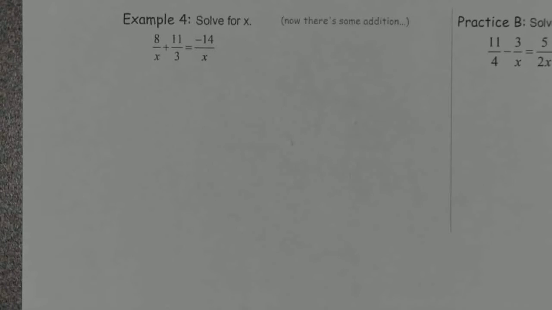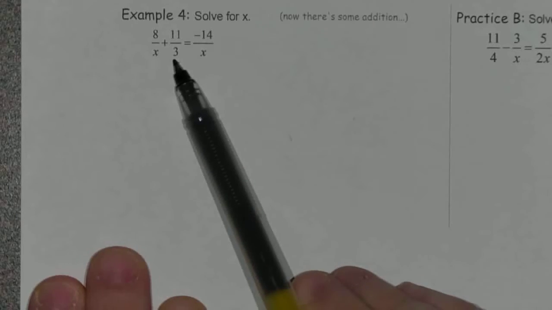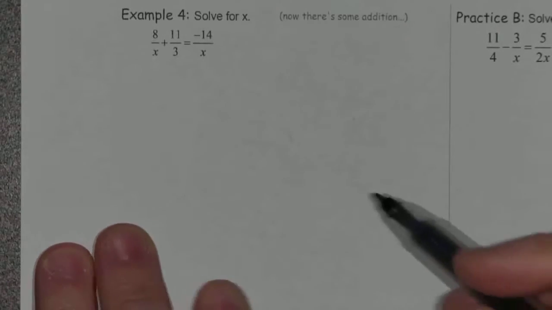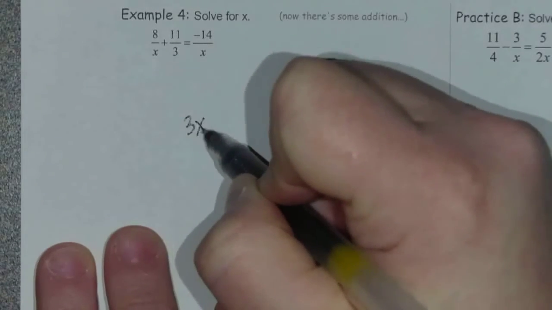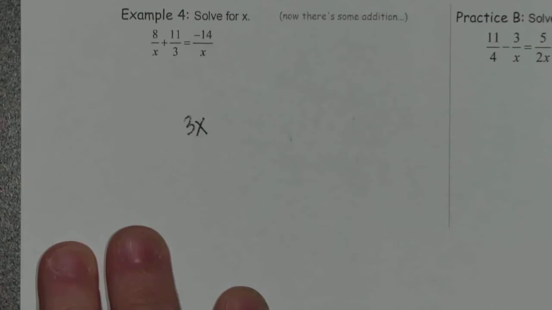Okay, this has some addition into it. So what we're going to have to do this time, what do we have to do when we're adding stuff together? We have to find the common denominator. We're totally just going to do what we did a while ago. So what's the common denominator for x, 3, and x? 3x. Because you remember how I said take one of everything, right?